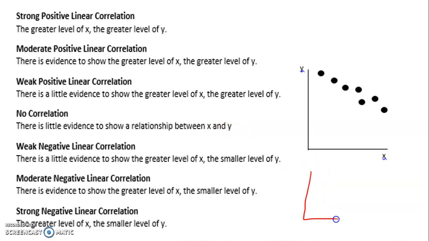And if you have dots that curve up or curve down, then that was not a linear correlation. It was curved. You could cover that in methods. We don't do it for general maths.